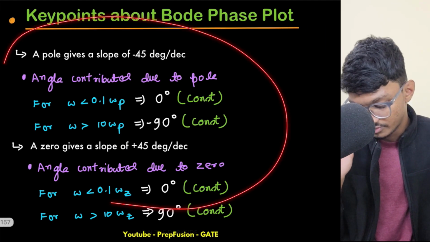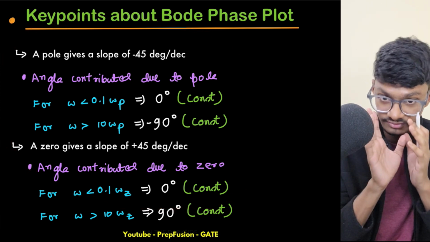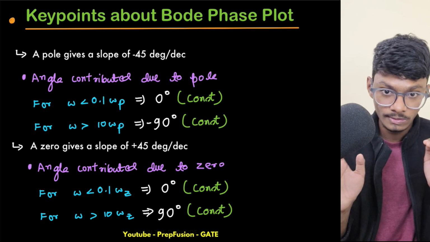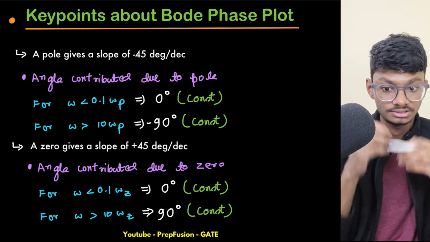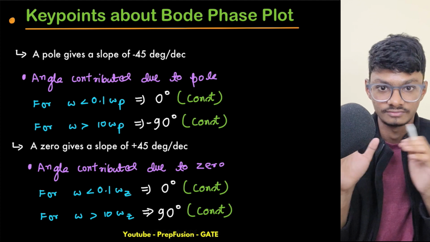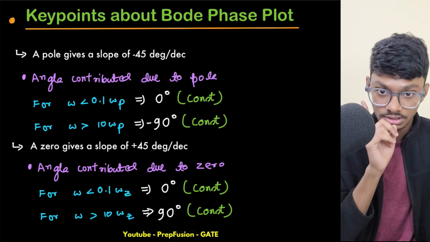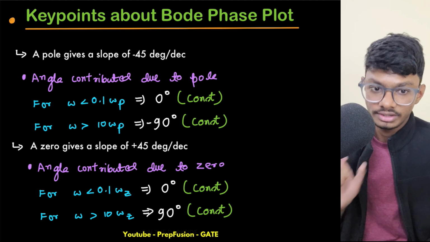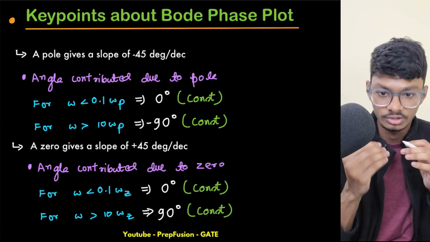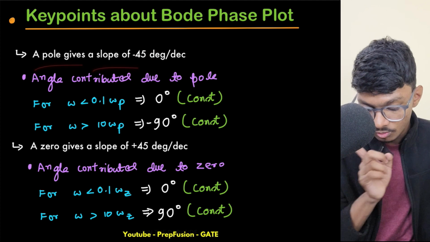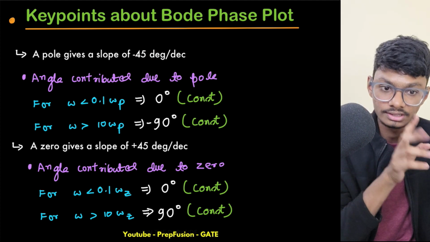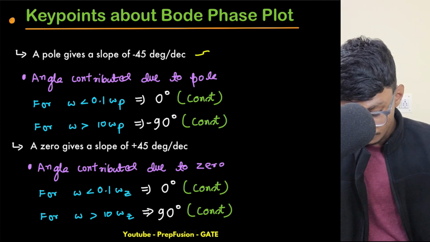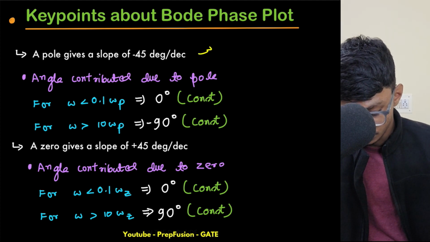Now here I have also written a few key points about the Bode phase plot. This is very important. Do listen to this very carefully. People skip this part, and then a question comes up in GATE and everyone is confused, everyone is running. So just listen to this very carefully. I already explained this while drawing the Bode phase plot. Here also let's understand the key points very carefully. A pole gives me a slope of minus 45 degree per decade, but between what? What is the range of this slope?